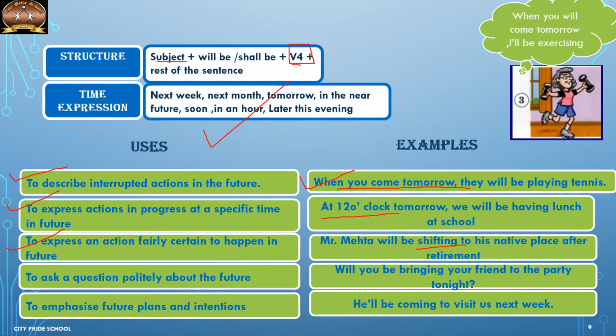The fourth use is to ask a question politely about future. Will you be bringing your friend to the party? This is also future continuous. Then, to emphasize future plans and intentions: when the plan is fixed in future or intention is there, future continuous is used. He'll be coming to visit us next week.